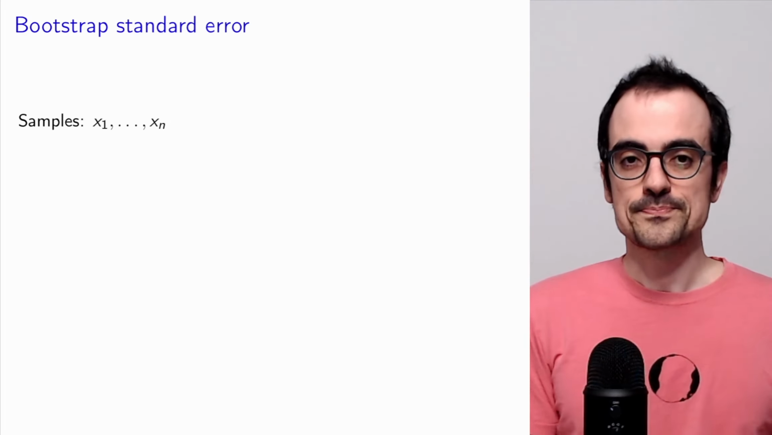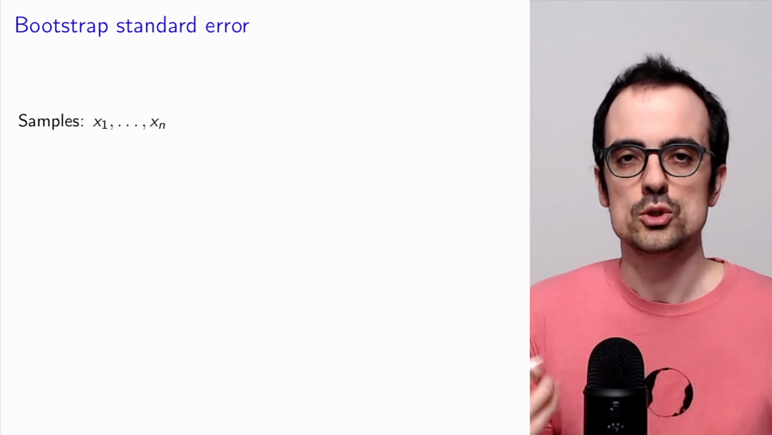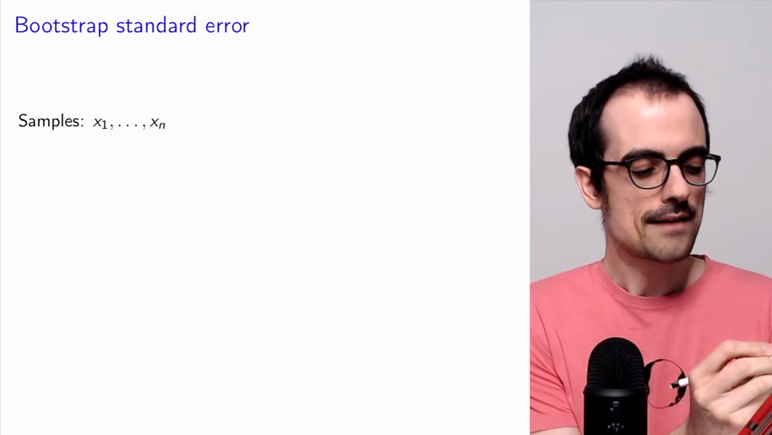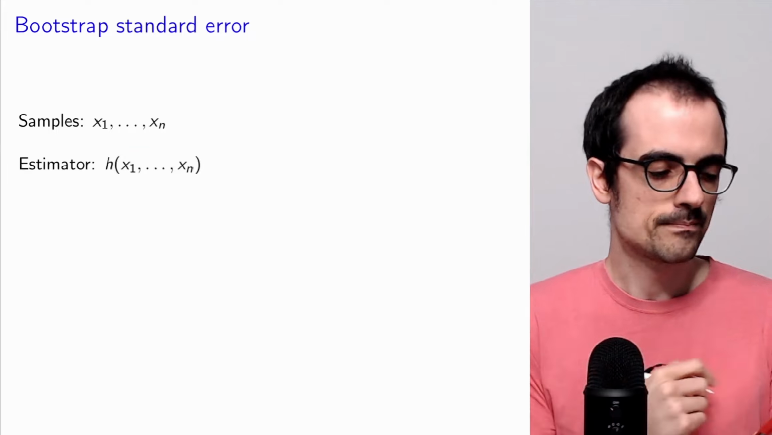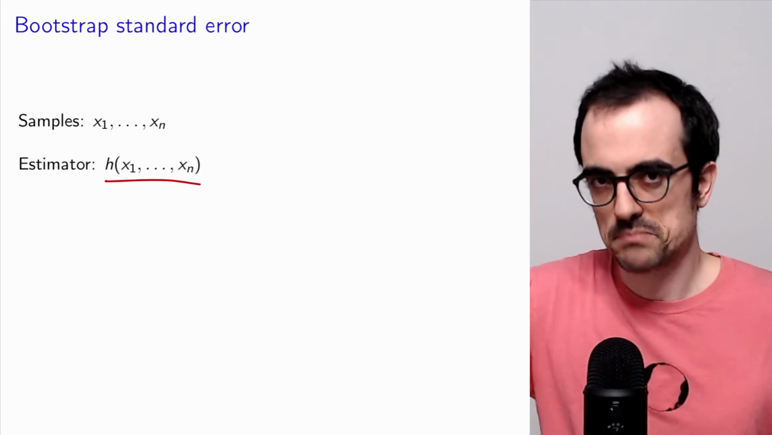Okay, so the bootstrap standard error. How do we use this bootstrap idea to estimate the standard error? So we have our samples, our n samples. We have our estimator that we're interested in. It could be the sample mean. It could be something else.